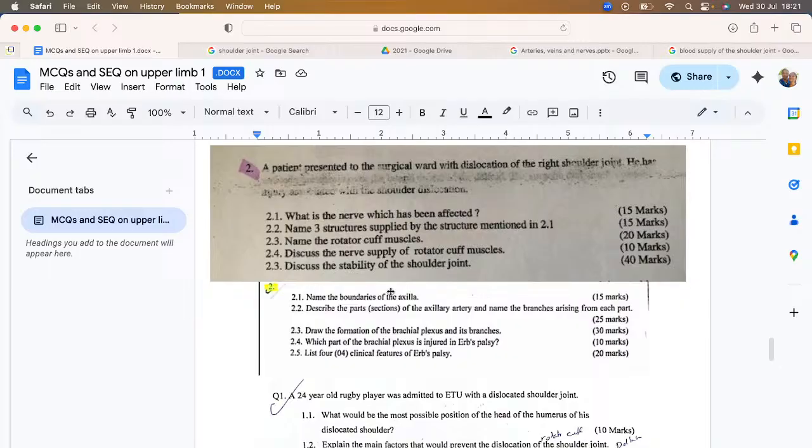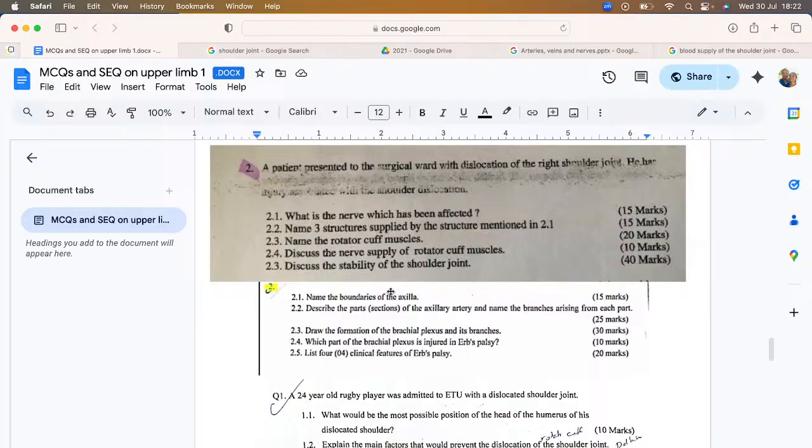And then finally you can talk about the accessory features, which is the glenoid labrum and the tendon of the long head of the biceps brachii. So you have to mention how those help. So the glenoid labrum helps to deepen the glenoid fossa. By deepening, it means that the head of the humerus is able to attach properly to the glenoid cavity of the scapula.